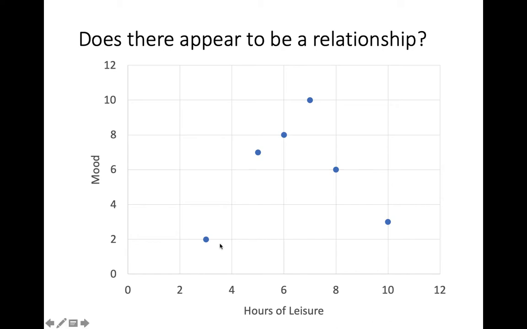Okay, we've got this inverted U-shaped pattern that is happening. So it looks like there's kind of this optimal number of hours of leisure where people are reporting the highest moods. Okay, not enough leisure, poor mood, but too much leisure, also poor mood.